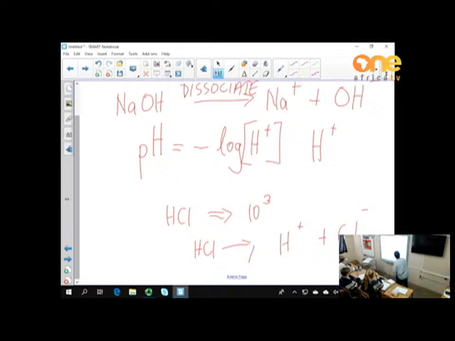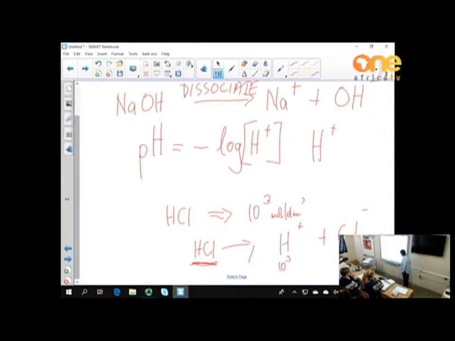Okay, now, if I have a concentration of 10 to the power minus 3 moles per decimeter cubed. So if I have 1 cubic decimeter, then I will have 10 to the power minus 3 moles of HCl molecules. Are you with me? Okay? So, when it ionizes, I will have 10 to the power minus 3 hydrogen ions, and I will have 10 to the power minus 3 chloride ions.